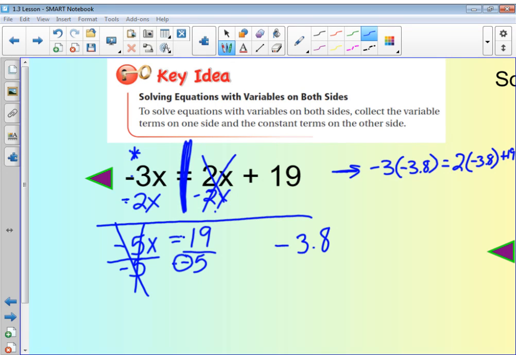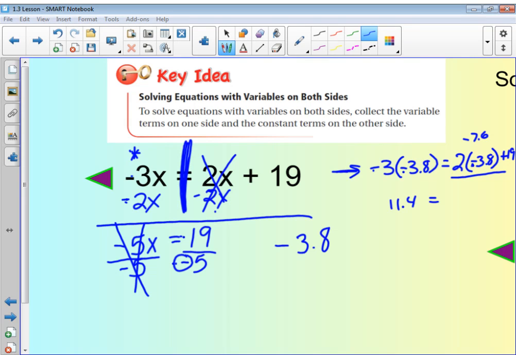Okay, so now if I do 3 times negative 3.8, those are two negatives. When I multiply and divide, I get to count negatives, so I know it's going to be a positive. So 3 times 3.8 gives me 11.4. Now, when I go to do this side over here and I work that out, I should end up with 11.4. So I'm going to do the 2 times 3.8, and it's 7.6, but really that's a negative 7.6.